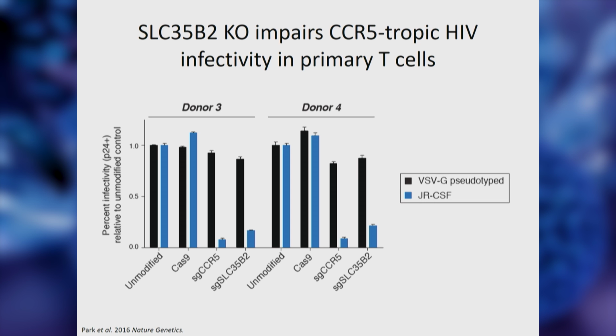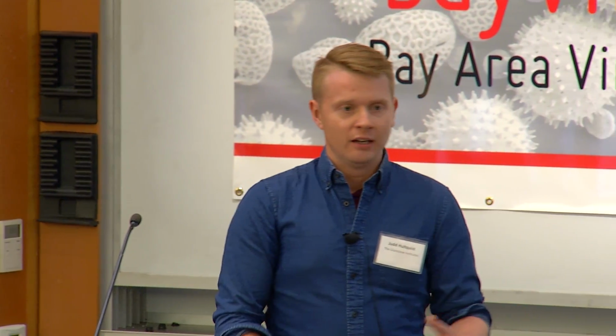Unmodified in Cas9 only cells, we have high infectivity. When you knock out CCR5, you get an order of magnitude drop. And knocking out just the sulfate transporter itself phenocopies the receptor knockout. This again can be rescued with VSVG pseudotyping across multiple donors, indicating that the sulfonation pathway is important in primary cell types for HIV infectivity.